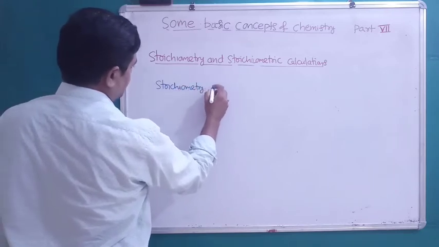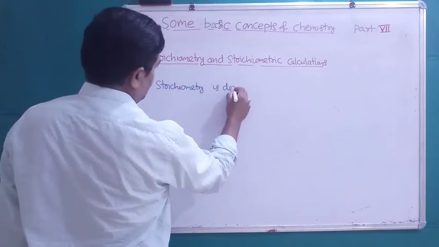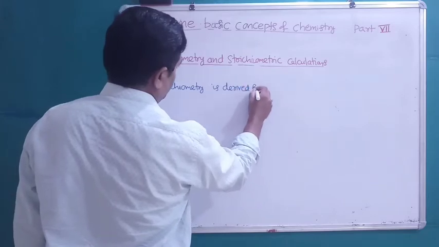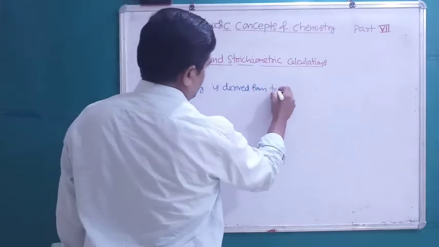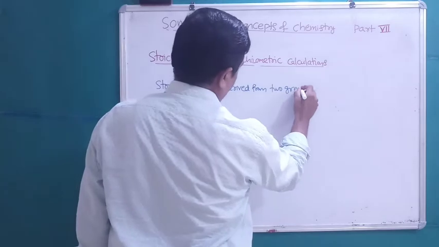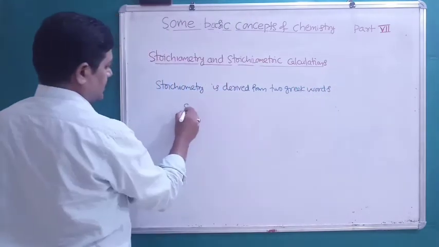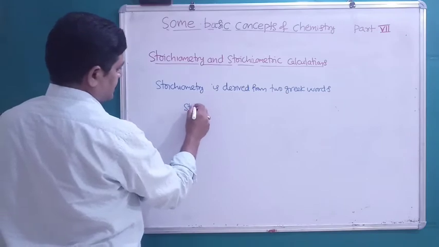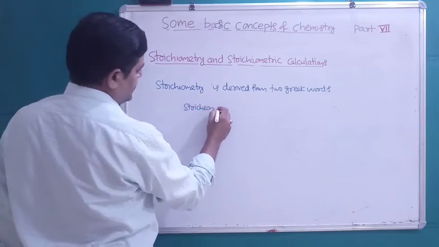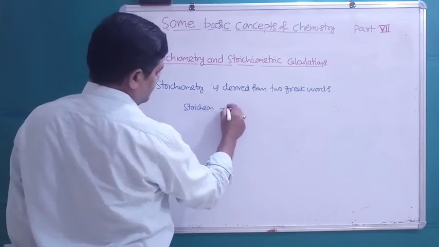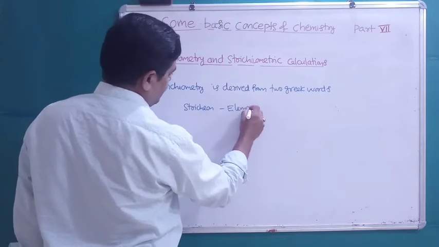Stoichiometry is derived from two Greek words. One is stoichion, which means element.